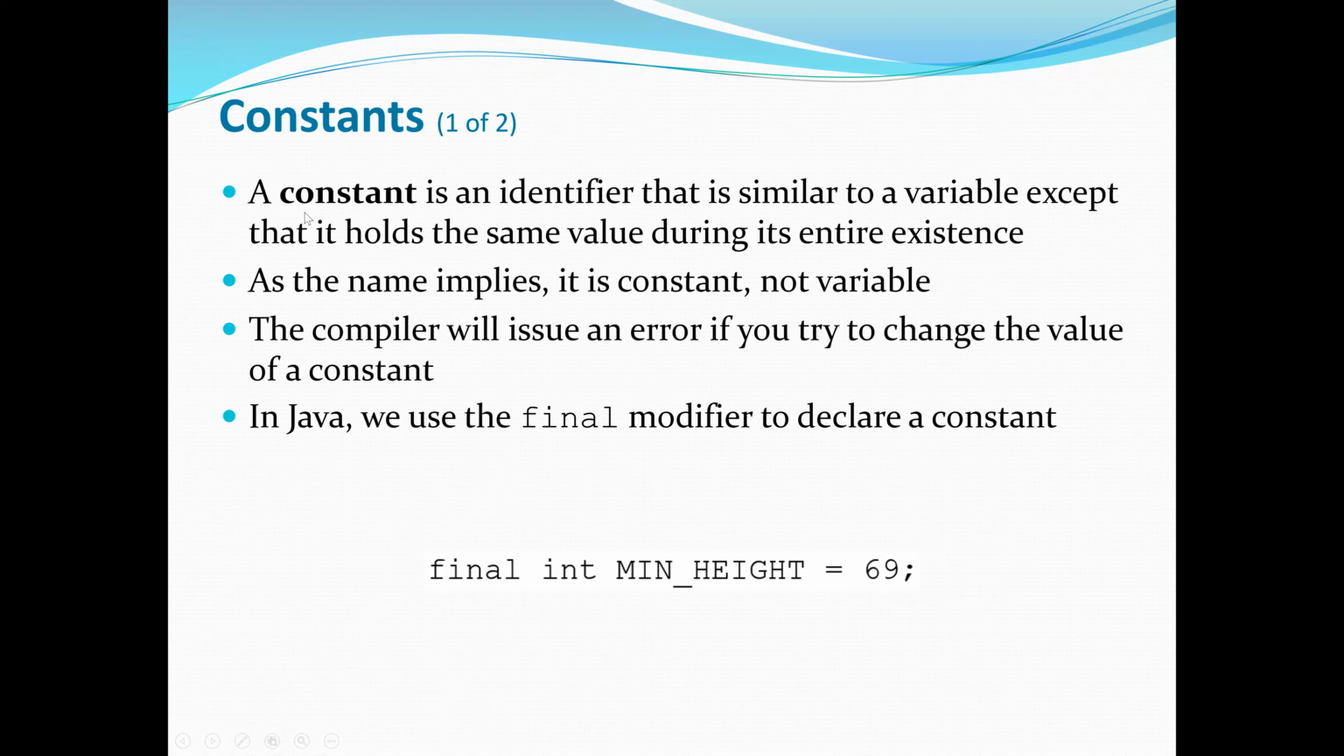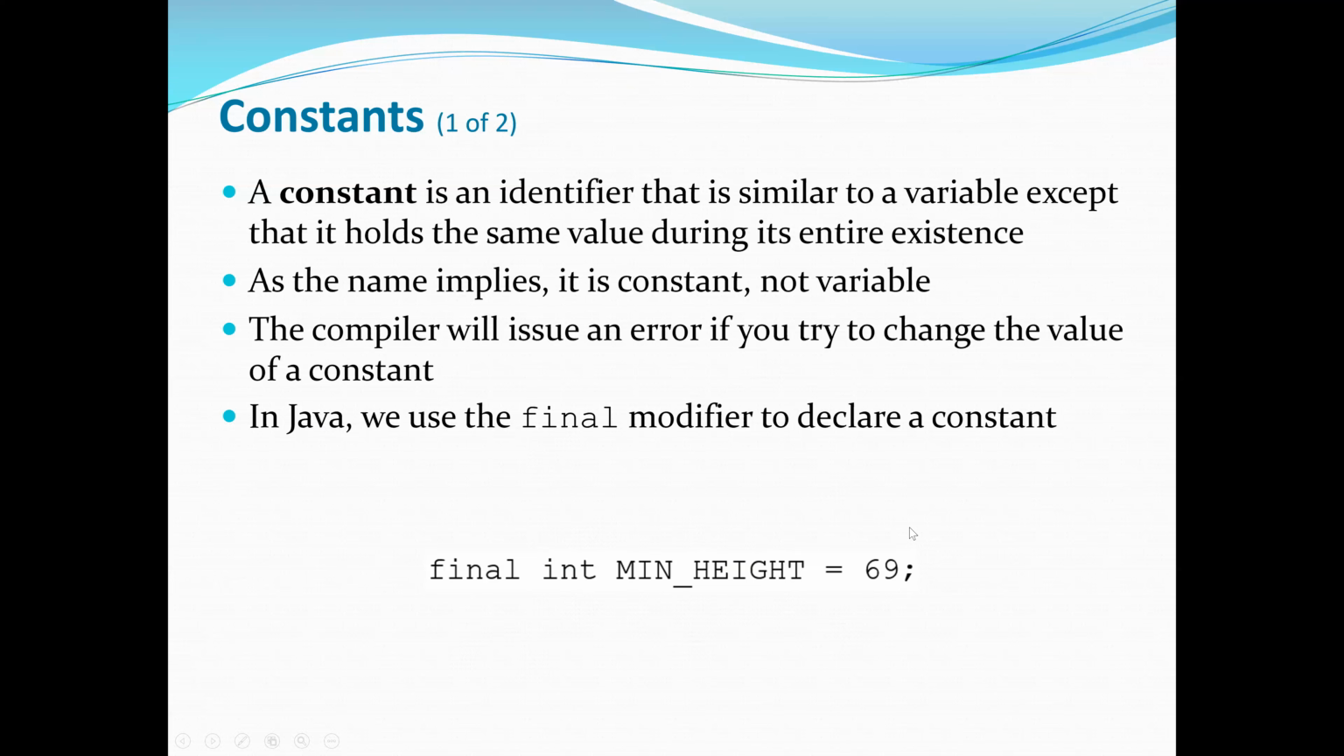So normally, as we said here, a constant is an identifier that is similar to a variable, except that it holds the same value during its entire existence. As the name implies, it's a constant, not a variable. A compiler will issue an error if you try to change the value. You can only change the value where you declare it. So in Java, to declare a constant variable, we start with the keyword final. Then we still have the data type, same as we declare a regular variable. The data type here is int, and here the constant variable name is MEAN_HEIGHT. And we have to initialize it.